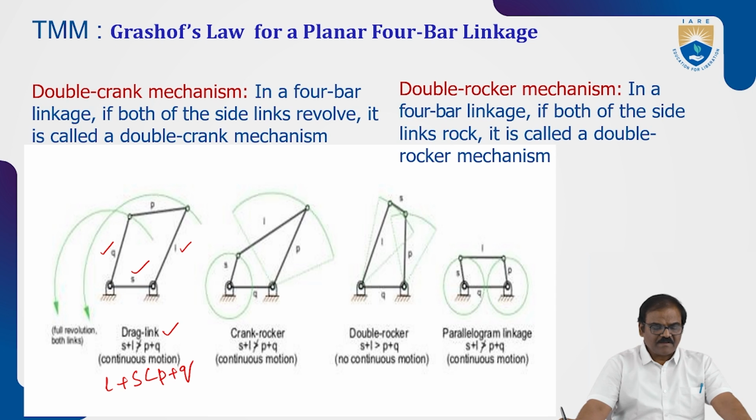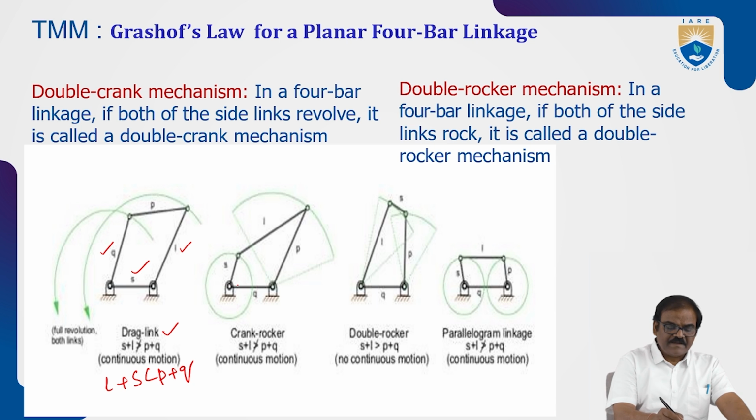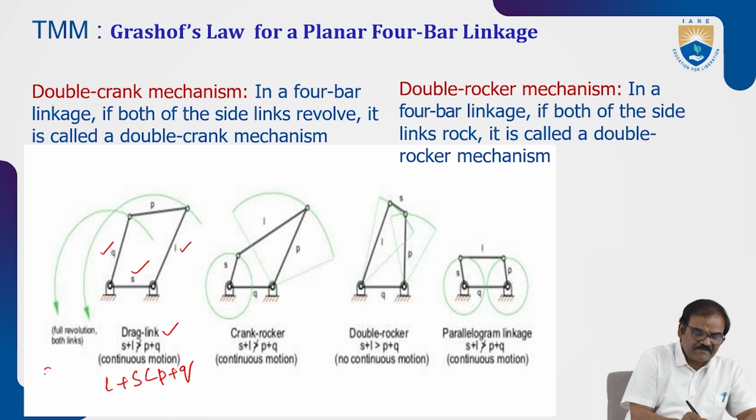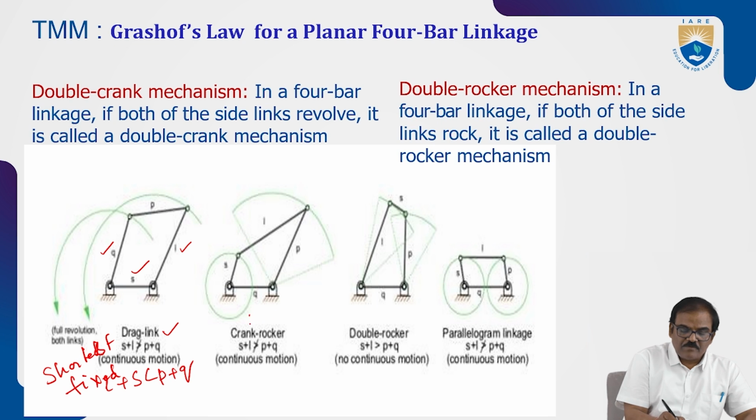Then comes the crank rocker mechanism, wherein the link adjacent to the shortest is fixed. This is the shortest fixed. We can call it shortest fixed. Adjacent to shortest.